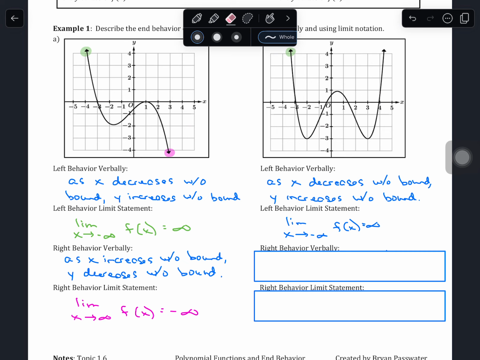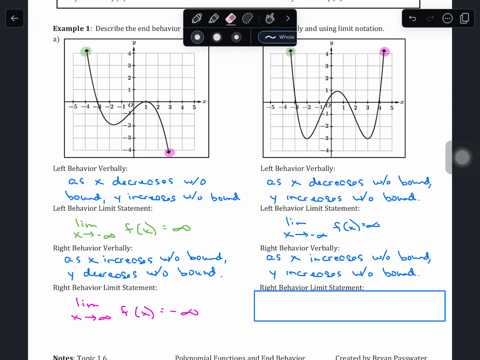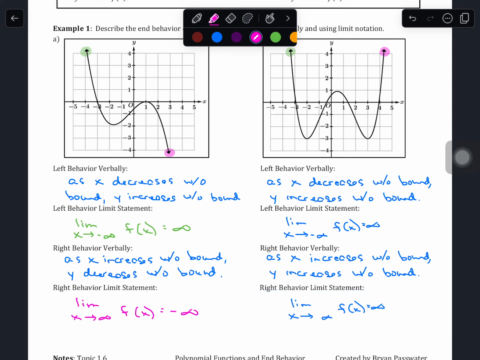Now for the right end behavior verbal statement, this time it's not approaching negative infinity as I'm going to the right, but instead it's approaching positive infinity for my outputs. So the behavior verbally would be as x increases without bound, y increases without bound as well. So the limit statement would be the exact same as up above, only instead of having this negative infinity, it's going to have a positive infinity. And that is the only difference.